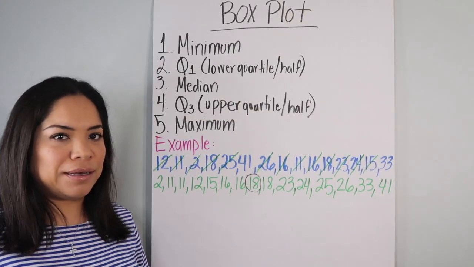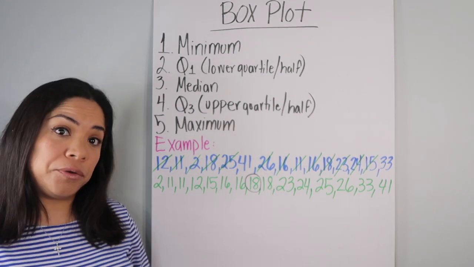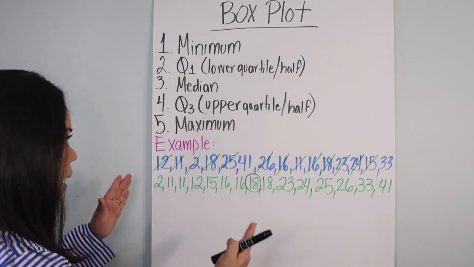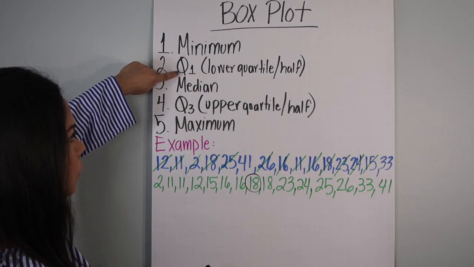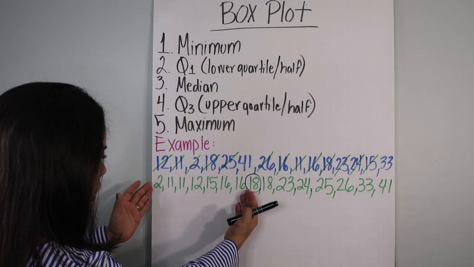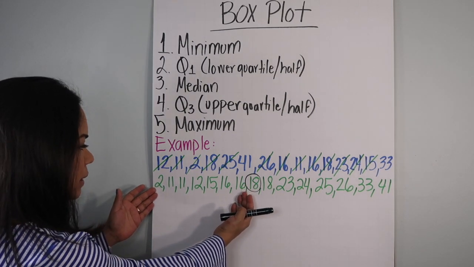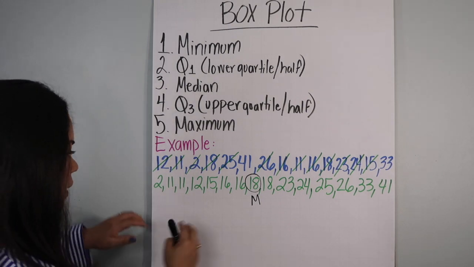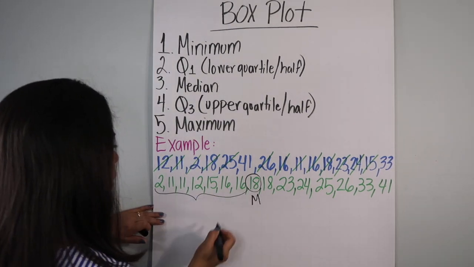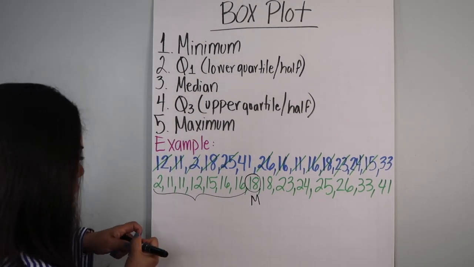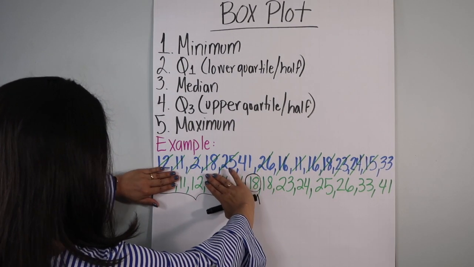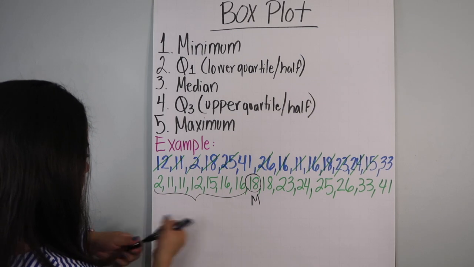Now I'm gonna find my Q1 and Q3. Remember, Q1 is based on the lower quartile or the lower half. It is basically the median, the number in the middle, of the lower half. Q1 will be 12.